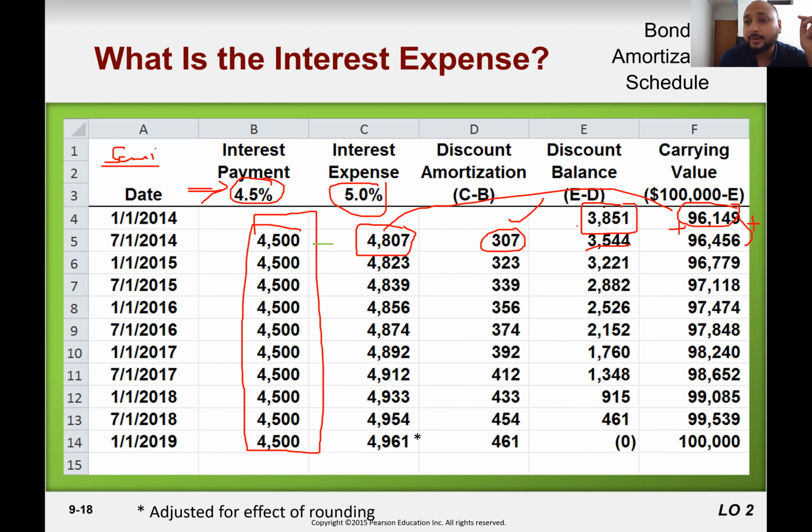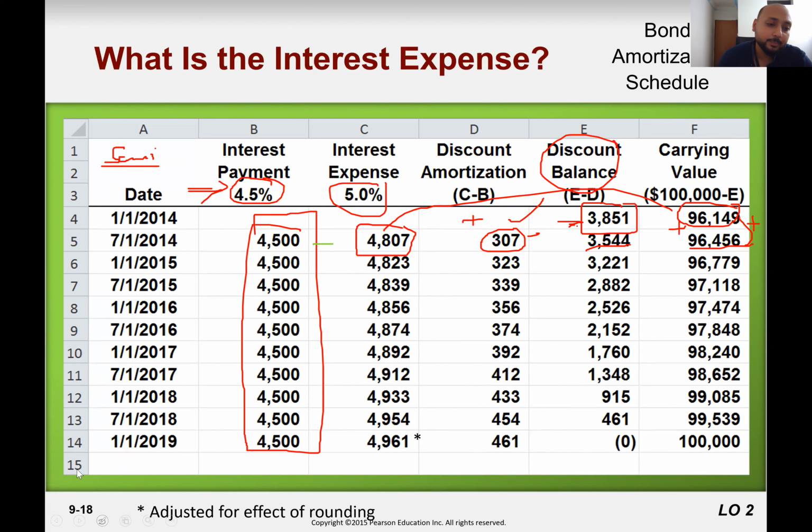This will be added to the carrying value, 96,149 plus this 307. Answer is going to be 96,456, and the discount will be less by the difference here between interest expense and interest payment.